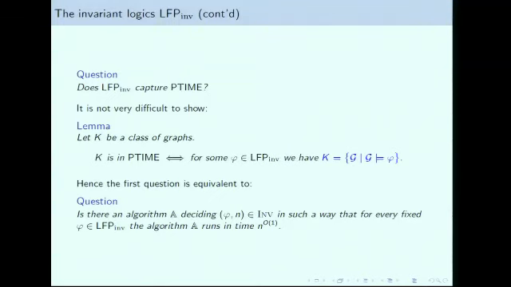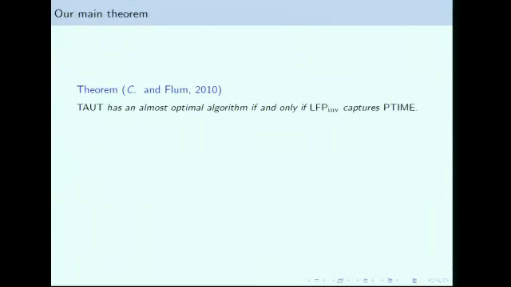So remember, we have these two conditions. The lemma says the first condition is satisfied. So the first question, whether LFP invariant captures P time, is equivalent to the question whether there is an algorithm A deciding this invariant condition (phi, n) in such a way that for every fixed phi, the algorithm A runs in time polynomial in n.